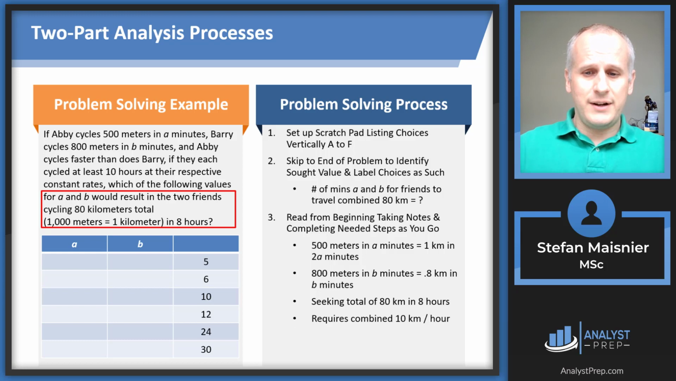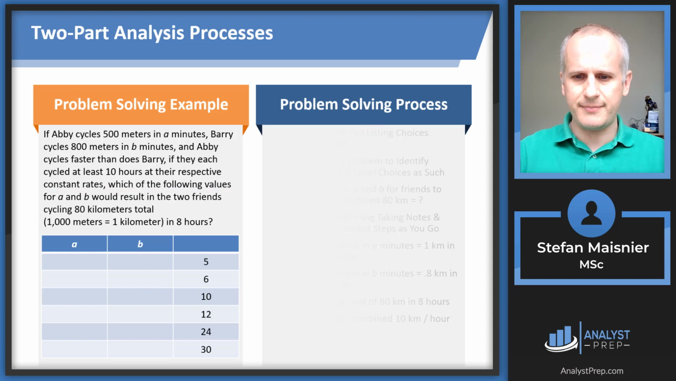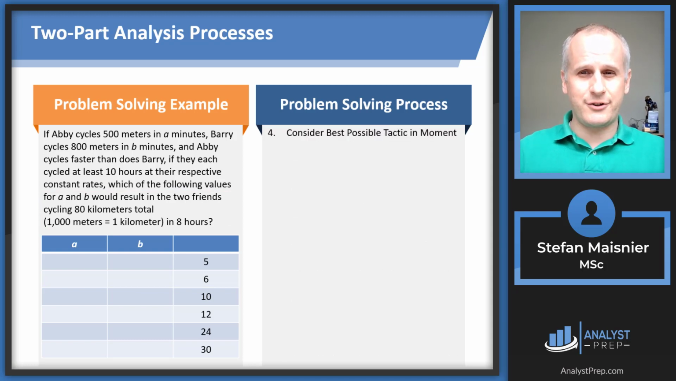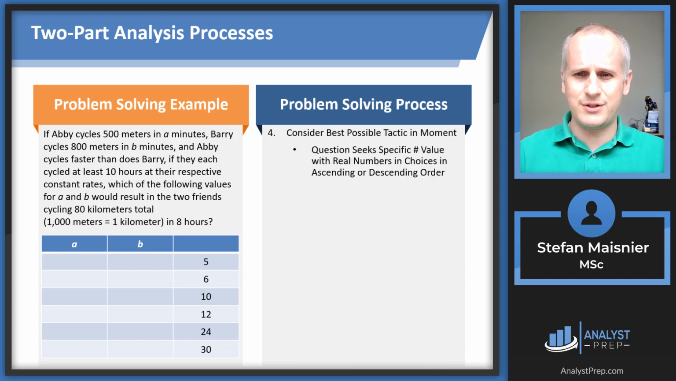And we think critically and determine that the speed at which they'll have to travel combined is going to be 10 kilometers per hour. And again, we want to get everything out of meters and into kilometers because that is the format and the metric used by the actual task of the question. So then we want to consider our best possible tactic in the moment. We need to consider all 4 options, and we note some clues here.